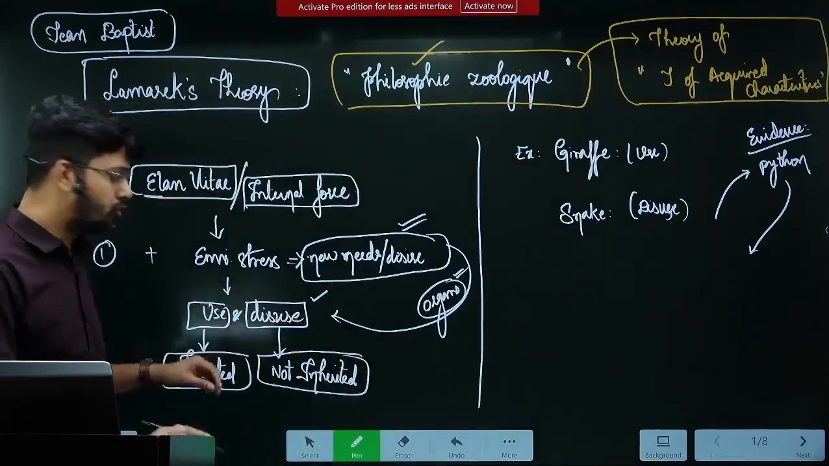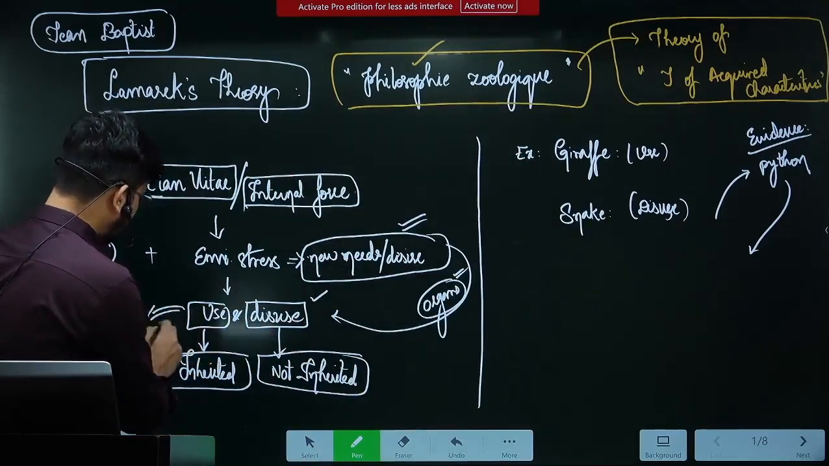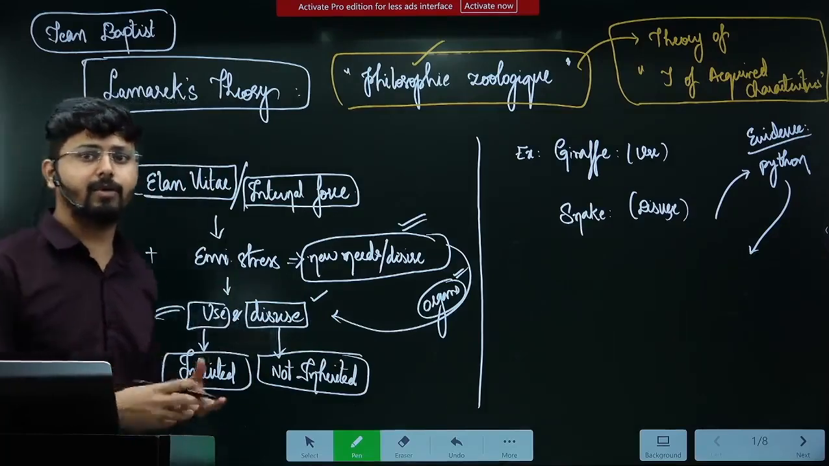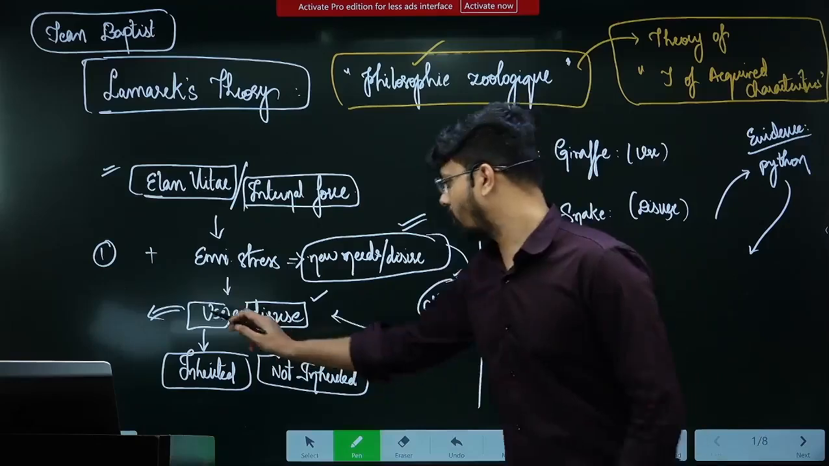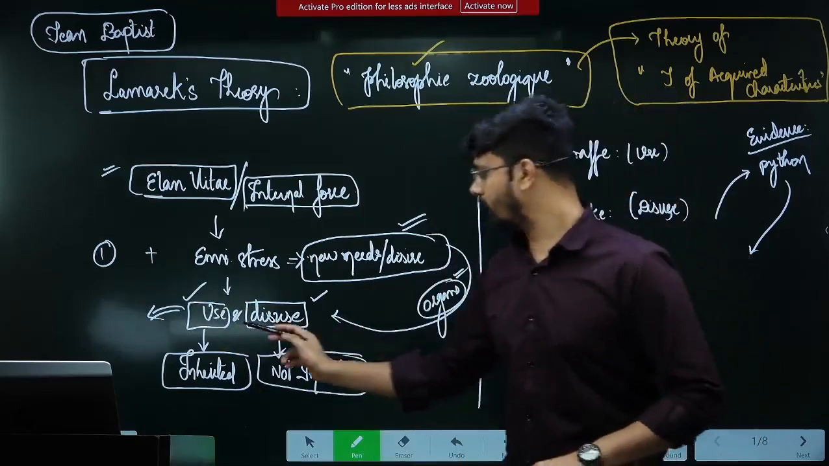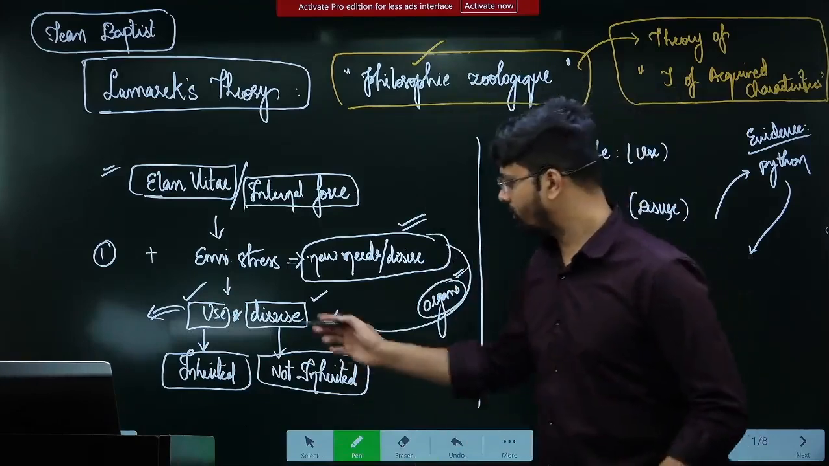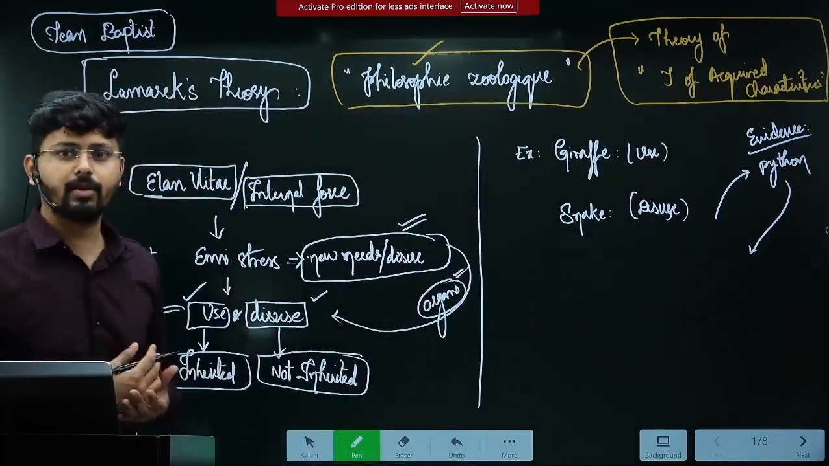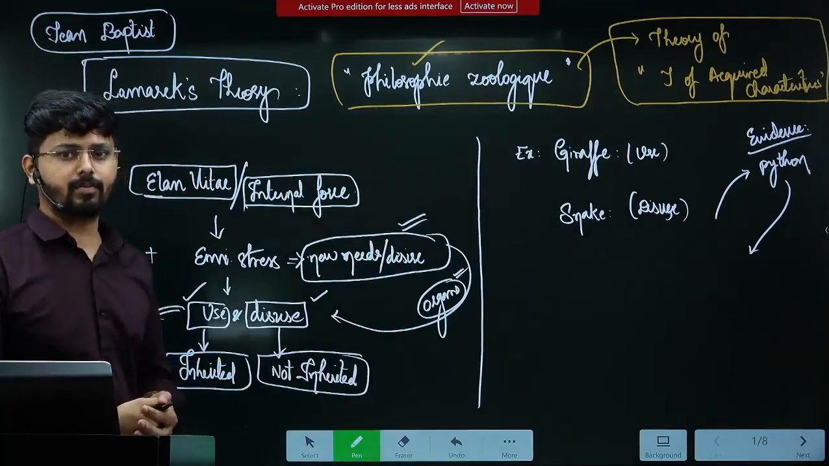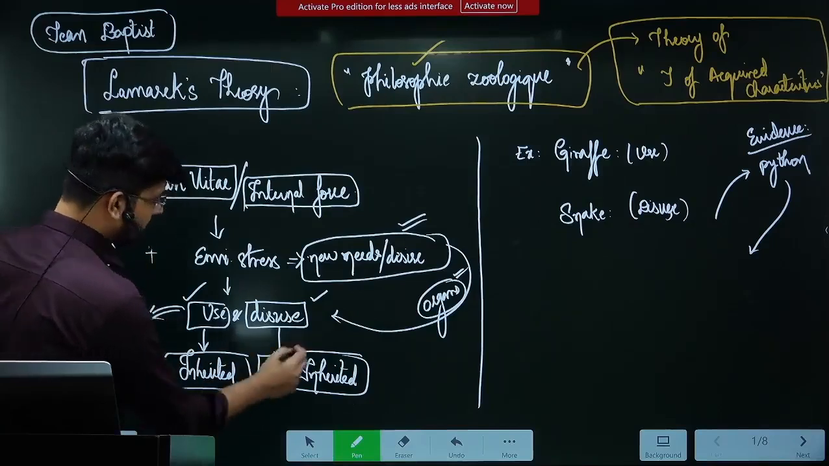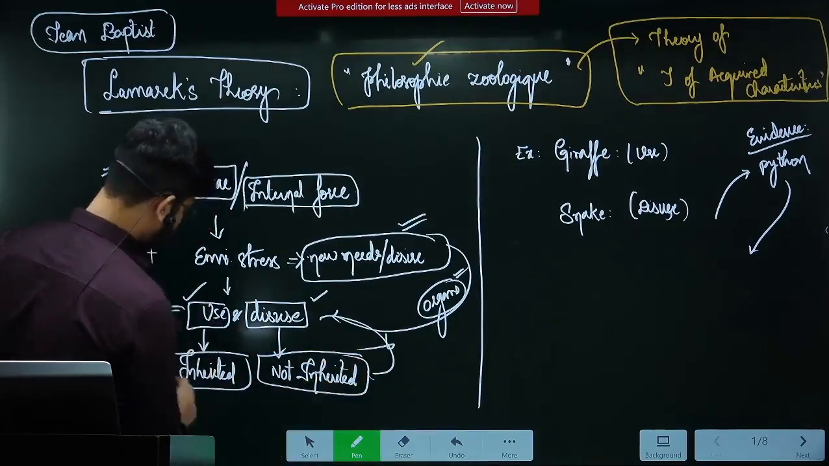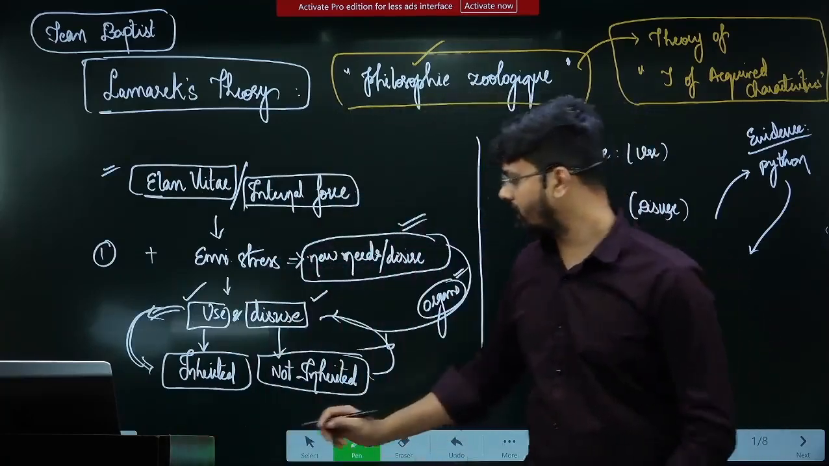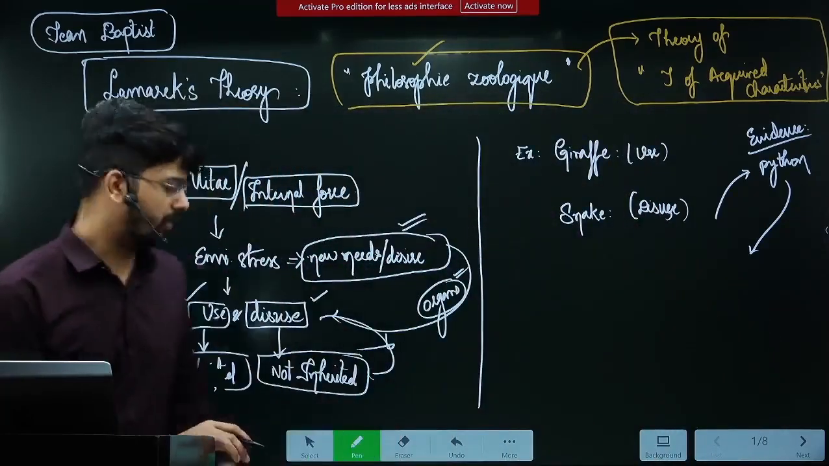Those organs which are used and which are helpful will give rise to development of better structure, and the better structure which is developed will be inherited by the next generation. If you are not using an organ, it is not inherited. When better structure is inherited by the next generation, it will give rise to new species.